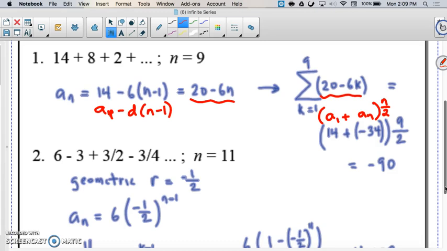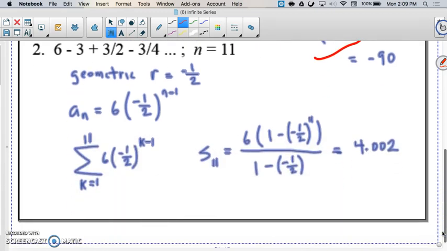We found that negative 34 by finding the 9th term. So the 9th term should be our nth term. So that's how we found that negative 34. We just plugged in 9 for the k here. Good. And then for the second one, it was geometric.